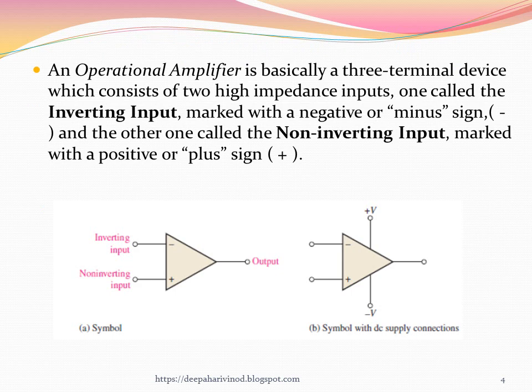An operational amplifier is basically a three-terminal device. Here we can see the operational amplifier. It has two inputs and one output: this is the inverting input, the non-inverting input, and this is the output. These two inputs have high input impedance. They are marked as inverting, that is negative, and non-inverting, that is positive. The symbol also shows the supply, so it needs plus Vcc and minus Vcc, two supply pins.